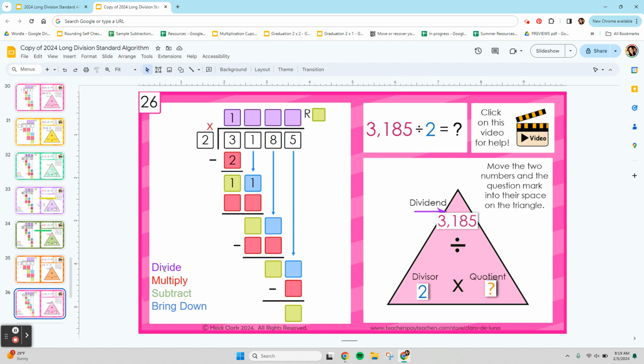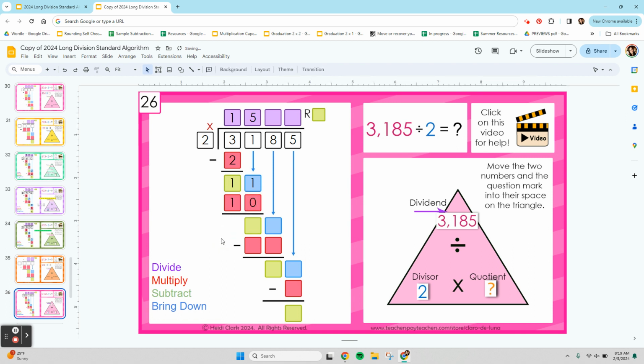Our next step is to divide. We're dividing 11 by 2. So how many times can you fit 2 into 11? Well, if you skip count your 2 5 times, you can get to 10, which is as close as you can get. So 2 can fit into 11 5 times. Multiply that back down. 5 times 2 is 10.